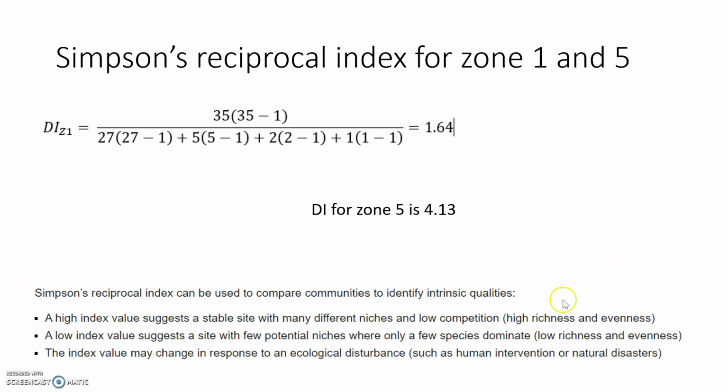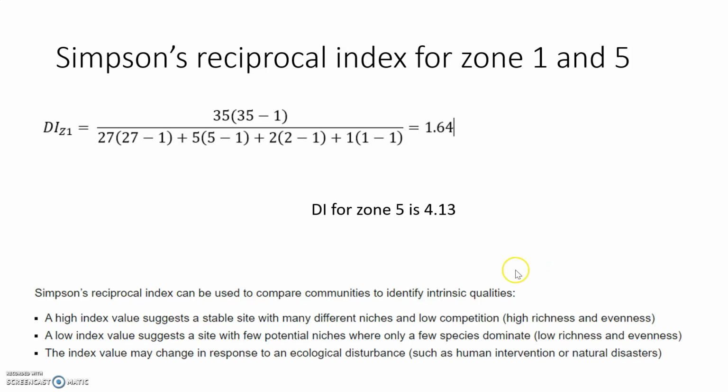And again, this comes from BioNinja. So it says here that a high index value suggests a stable site with many different niches and low competition. So there is high richness and high evenness. I explained a little bit about the richness and evenness in my last video. And a low index value represents few potential niches or few species dominating, so low richness and/or evenness.